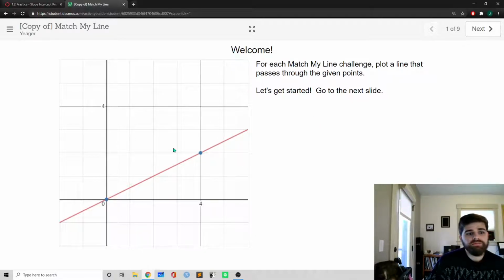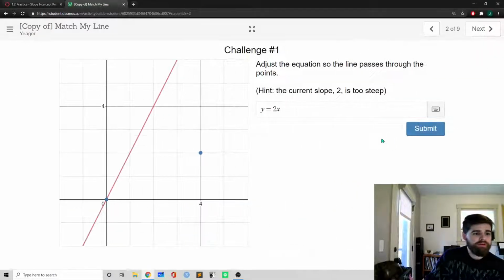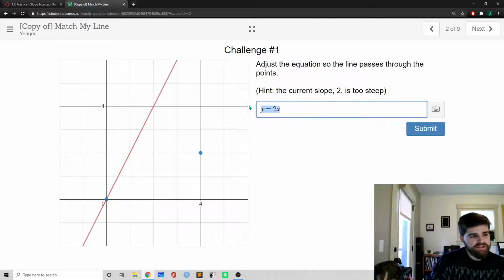Cool. So this first slide is just a welcome. We're going to go ahead and move to the next one. Alright, so we're given an equation, and we can see the graph of that equation right here, y equals 2x. So there's no number on the end, so we can think of it as a plus 0. But plus 0 doesn't really do anything, so we don't have to show it. So that's our y-intercept at 0. Then we have a slope of 2.